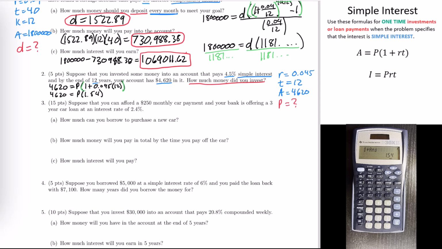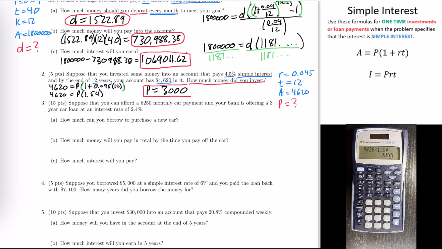So to figure out what the variable P is, I need to divide by 1.54 on both sides. And when I do that, it will cancel out on the right side. Sorry that I don't have a lot of room to write it out. But I'll do 4,620 divided by 1.54. And that tells me that the variable P equals 3,000 when I divide that on both sides.